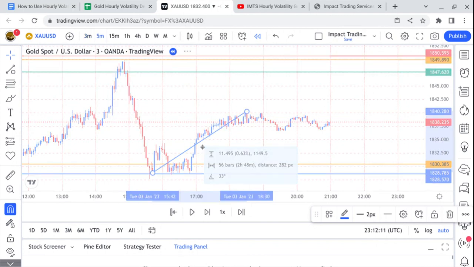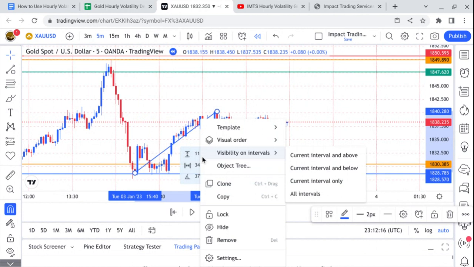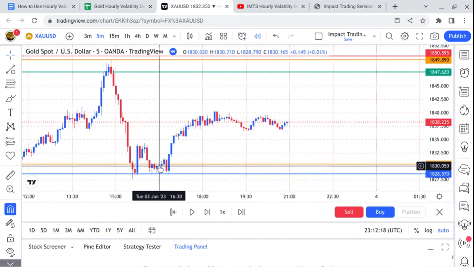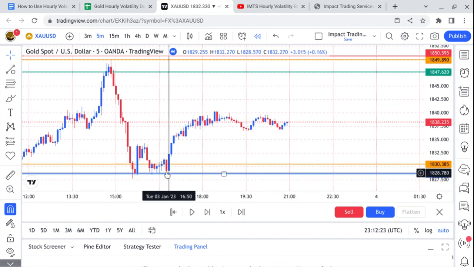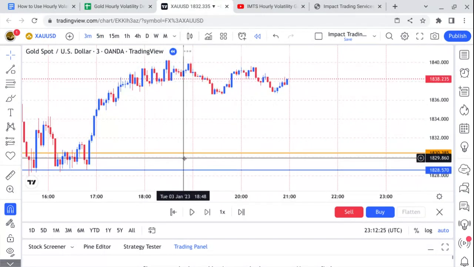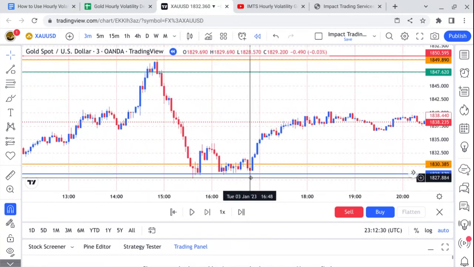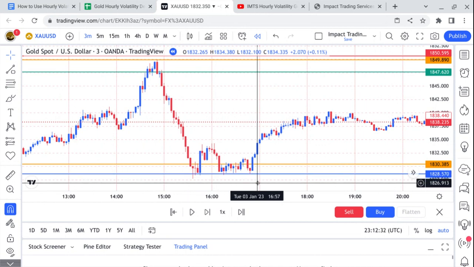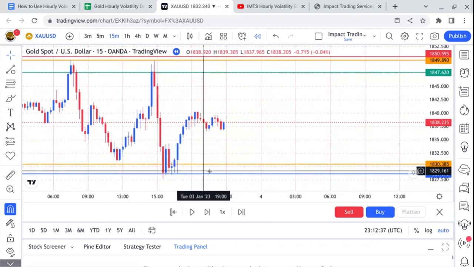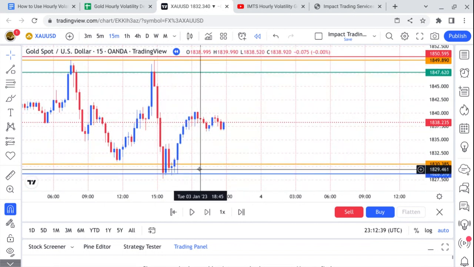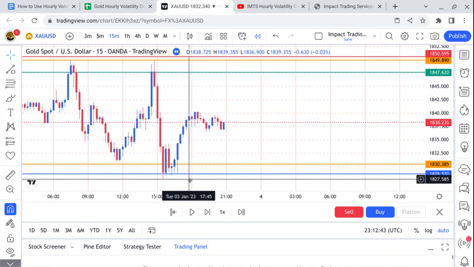Now you can enter on the 5. There's plenty of entries. This is a 5-minute entry. Let's clear that off so you can see it. This is a 5-minute entry. Stop losses are under here. This is a 3-minute entry right here. Stop losses under here. From here to here would be appropriate stop losses. And then this is a great 15-minute entry right here. Again, stop losses would be right underneath here to here.